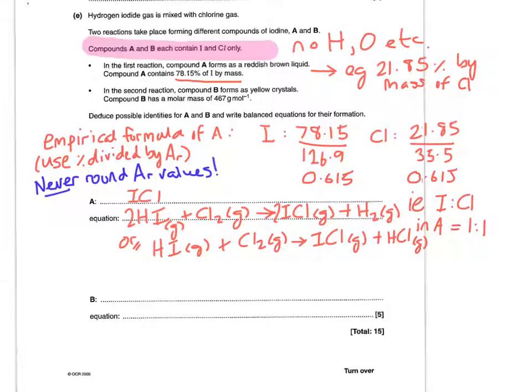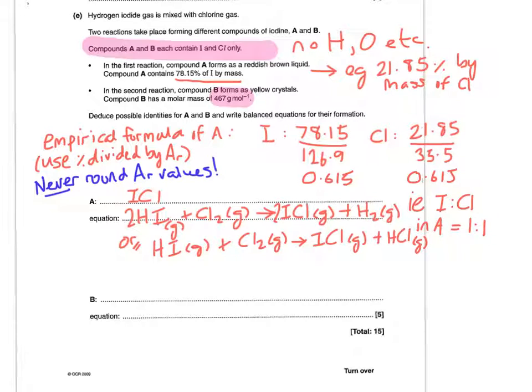So for the equation for the reaction with hydrogen iodide with chlorine making A, remember, read what it says at the top of the question. So compound A is ICl, and you can make it 2 possible ways using that method, and I've put them both down just to be on the safe side.